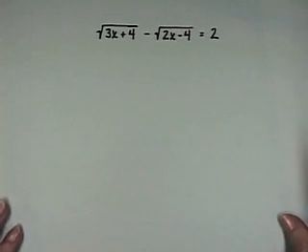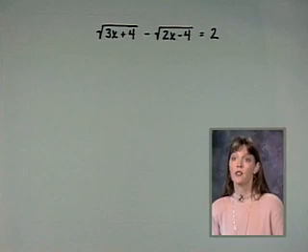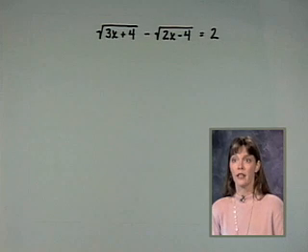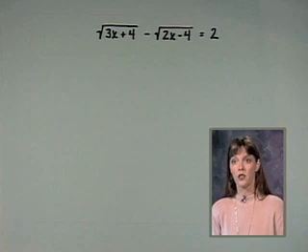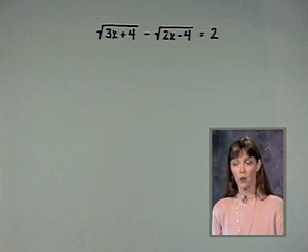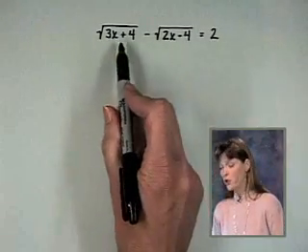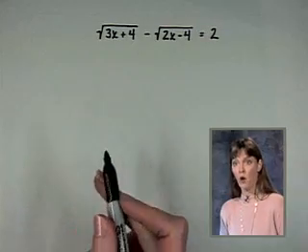As our first example, we're going to consider the radical equation, which reads the square root of 3x plus 4 minus the square root of 2x minus 4 equals 2. Now, as you recall, step 1 said to isolate any radical expression. Since we have an equation that has two radical expressions on one side of the equation, our first step will be to isolate one of them.